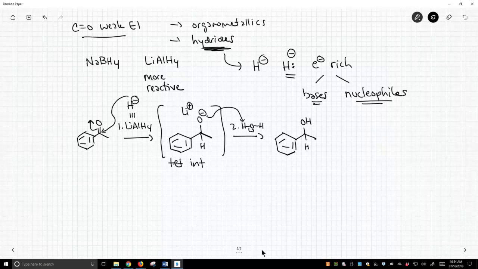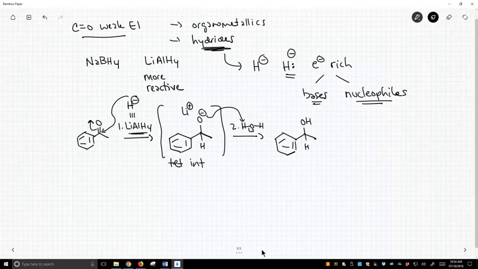So now we're attacking our carbonyl with a nucleophile. That nucleophile tends to be a simple nucleophile. It's just a hydrogen. It's H-, it's a hydride. So it's another way to add something to our carbonyl. Let's see sodium borohydride in action.